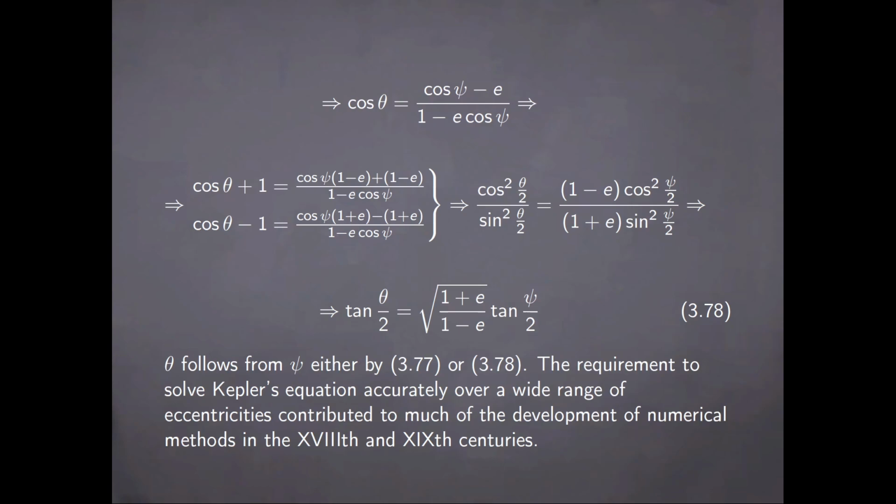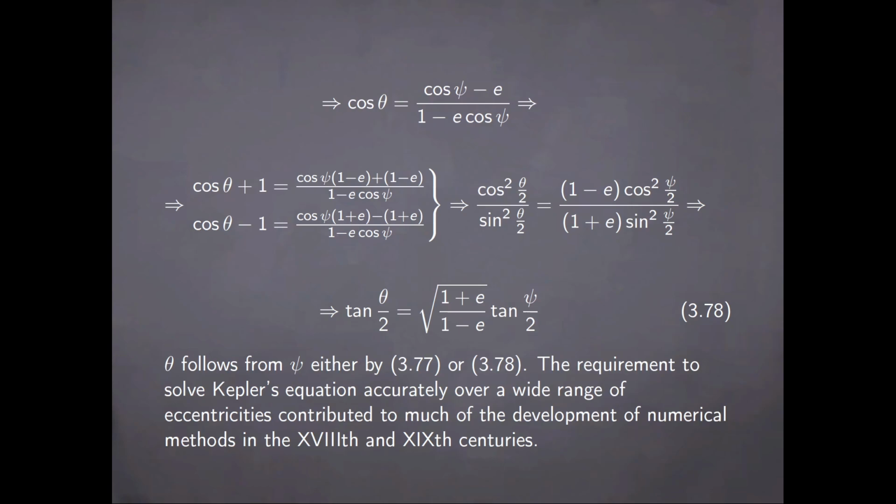And if we continue working with it, we can solve for the polar angle to obtain the ratio here. For this expression, we can separately add and subtract 1, and then if we take the ratio of the two expressions, we end up with the result here, which can furthermore be worked out a bit in order to simply provide the tangent of theta over 2 as being proportional to the tangent of psi over 2, where the proportionality constant is the square root involving the eccentricity of the motion. So the polar angle follows from the eccentric anomaly either through the result 377 or 378.